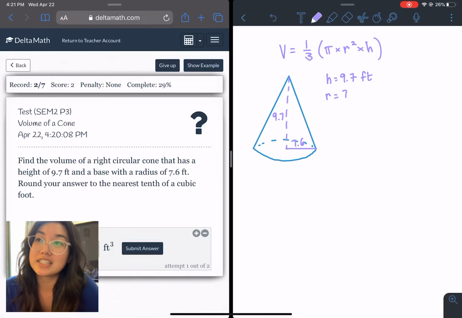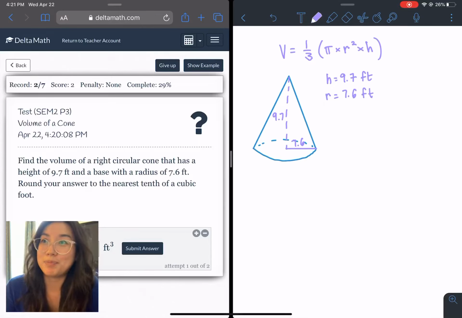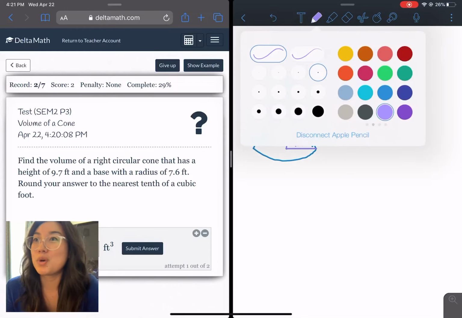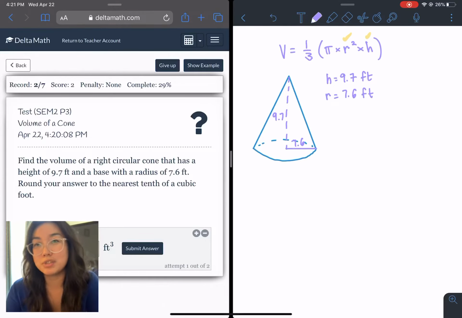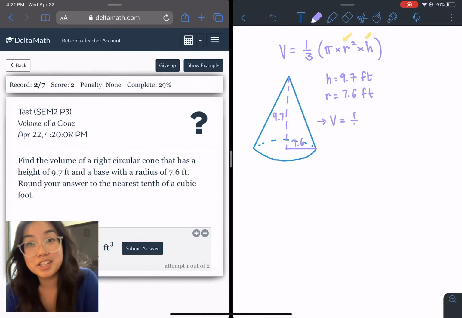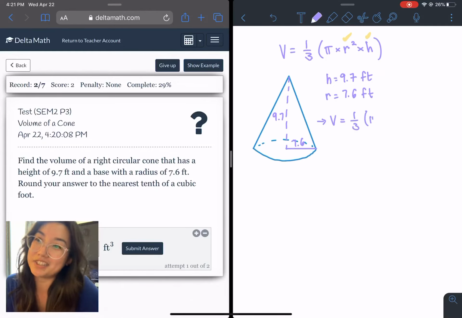Radius, 7.6 feet. Okay. So when you compare that to the volume formula that we have, our height is checked off, and we've got our radius checked off. All we have to do at this point is substitute r and h into the formula, and then we can go ahead and use a calculator to solve because our calculator is our best friend.